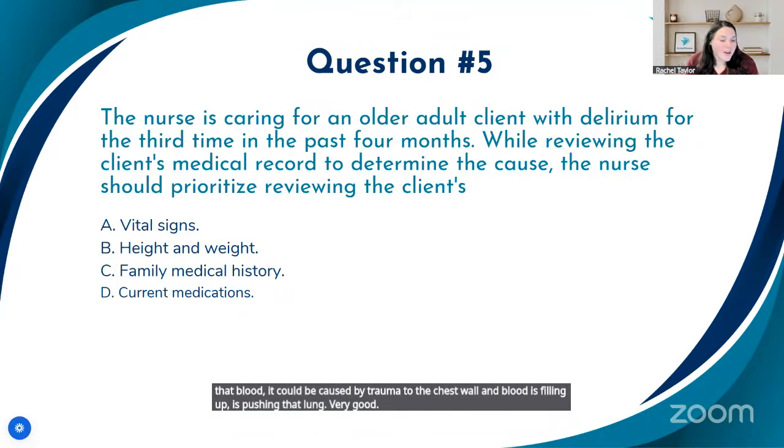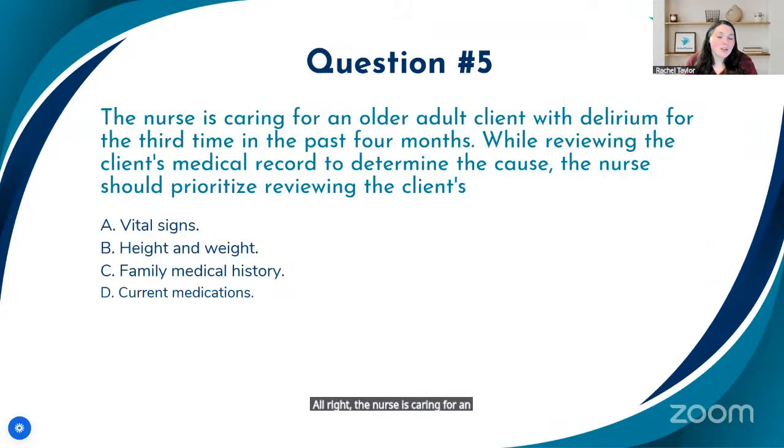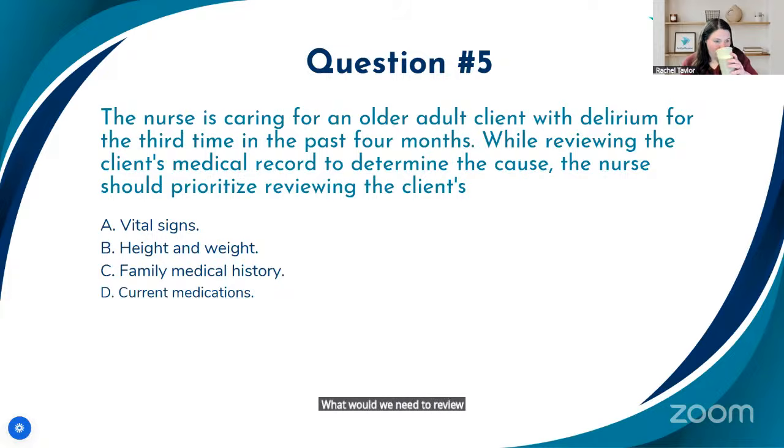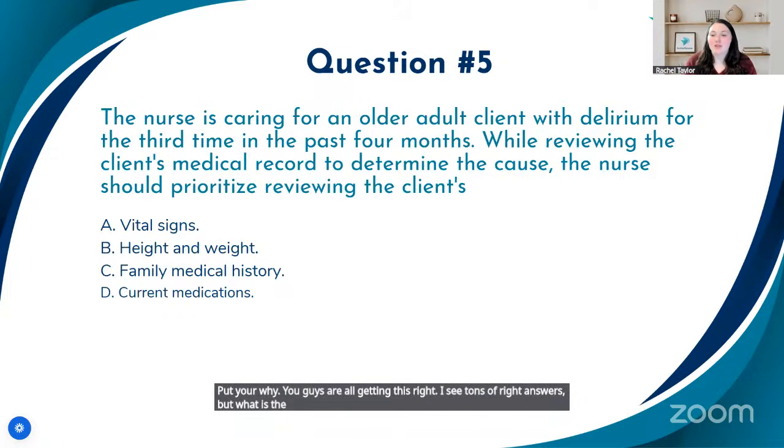All right, the nurse is caring for an older client with delirium for the third time in the past 4 months. While reviewing the client's medical record to determine the cause, the nurse should prioritize reviewing the client's what? What would we need to review here? Put your why. You guys are all getting this right. I see tons of right answers, but what is the why? Why are you choosing the answer that you are?